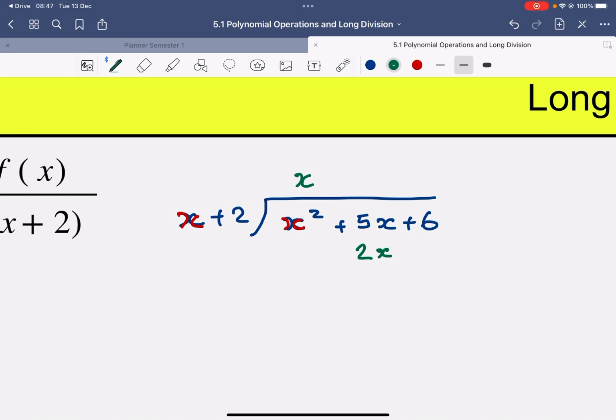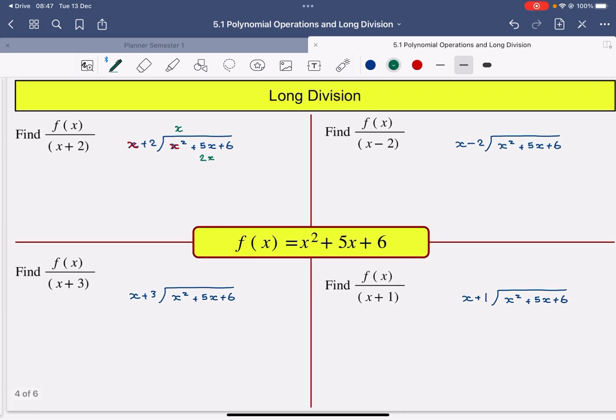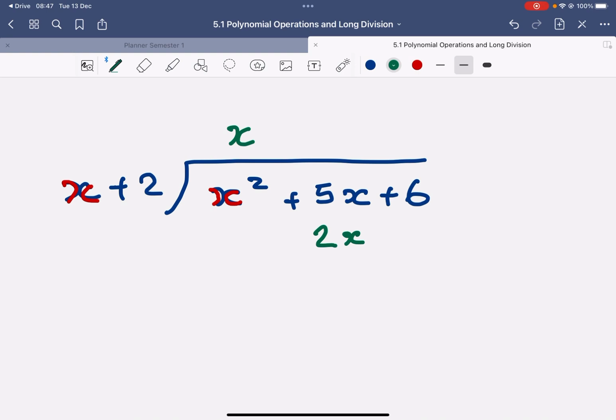2x. And I put it underneath that 5x and I take it away. So that will now give me 3x. And now what I do is I divide that 3x by that red x in the front again. 3x divided by x gives me plus 3. Then I'm going to just highlight this 6 and drop this 6 down because that's my next one.